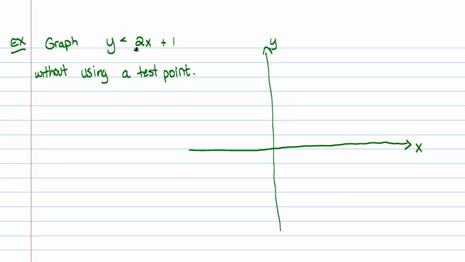The first thing I'm going to do is just go ahead and graph the line itself. So I see the y-intercept is here at 1, and I'm going to rise 2 and run 1. Okay. And remember, when I connect those 2 points, because it's a strict inequality, so there's no equality there, it's not less than or equal to, I have to dash it. So let me just do that. And let me just show you how to figure out which side to shade without picking a test point.